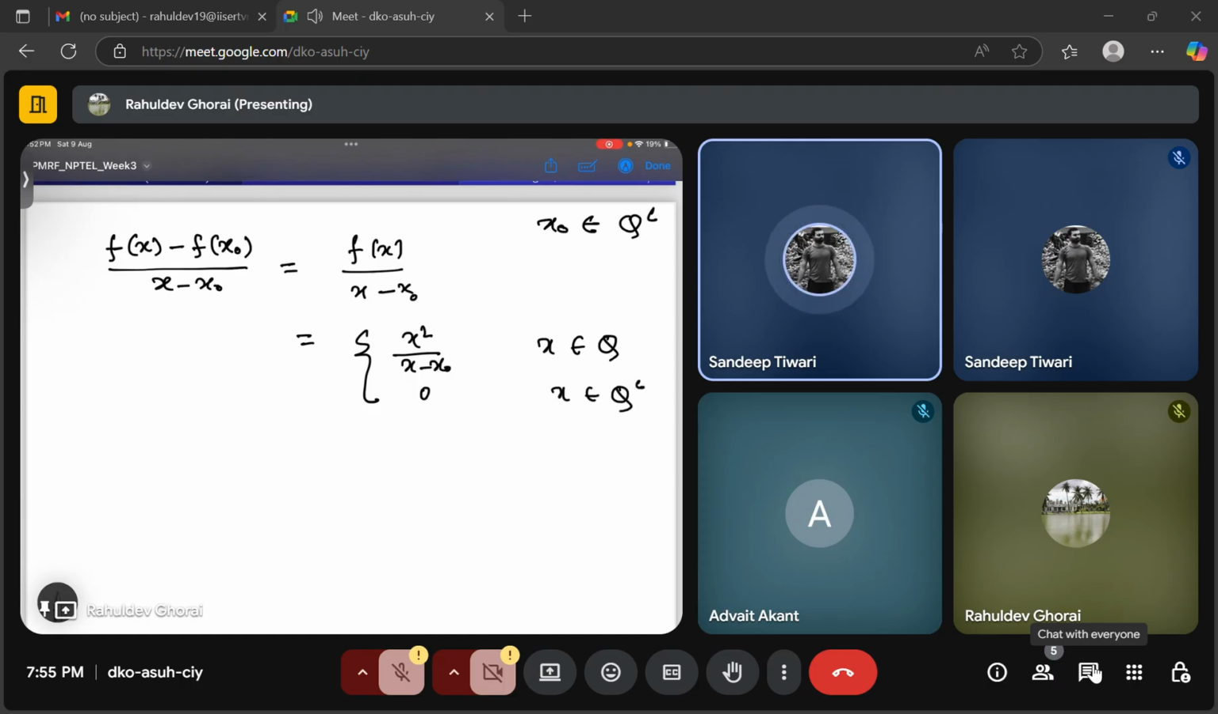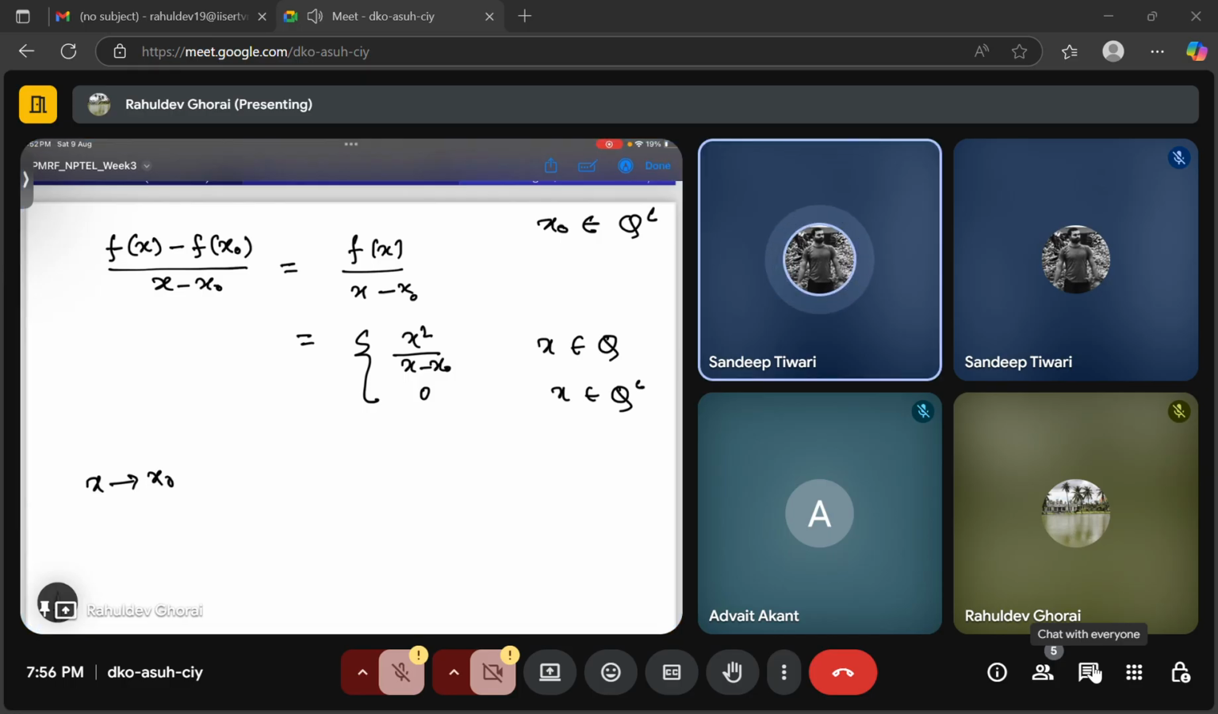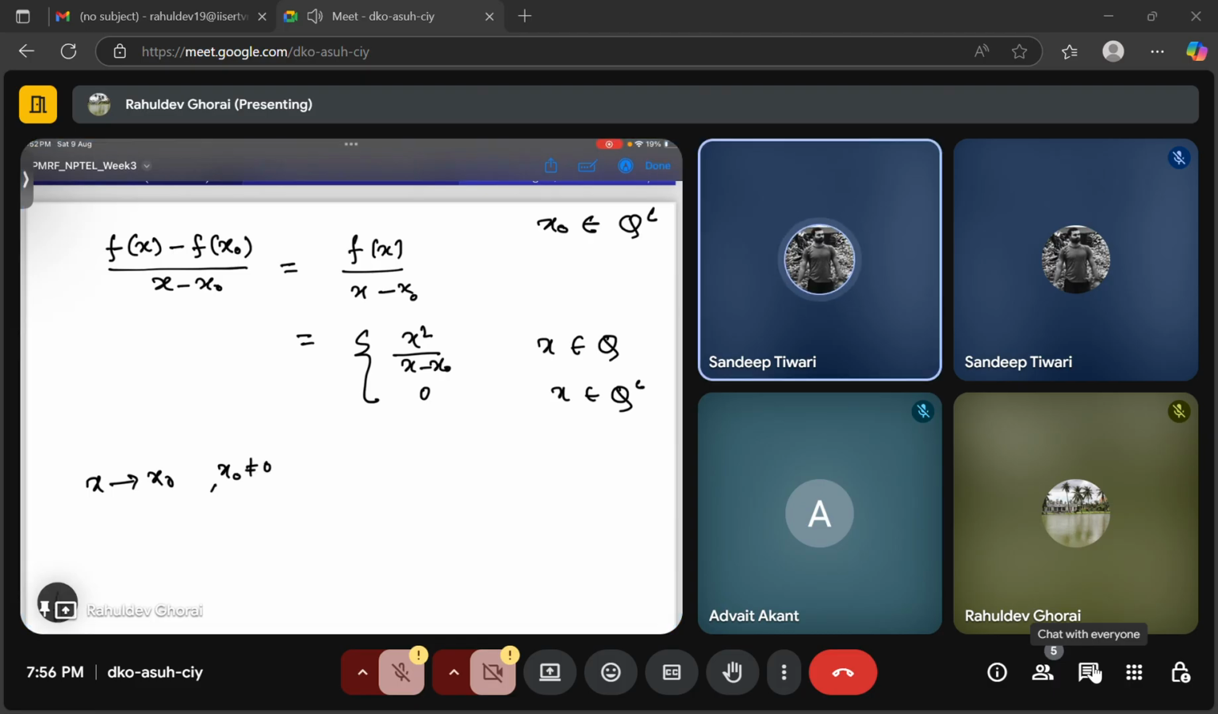So the above limit, the first limit, is also 0. How? Because we are taking x tends to x naught, where x naught is non-zero. So you can take x common in the denominator, and x and x will be cancelled out.